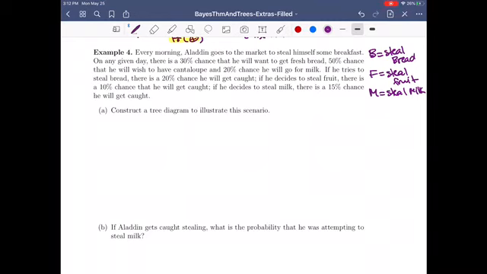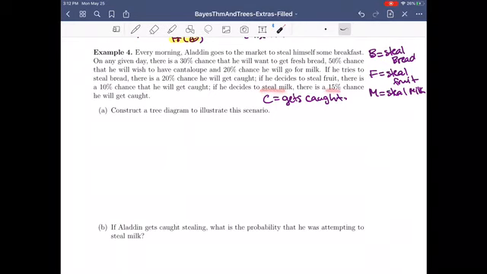Okay, now if he tries to steal bread, there's a 20% chance he'll get caught. So C is going to be gets caught. Okay, if he tries to steal fruit, there's a 10% chance he gets caught. And if he tries to steal milk, there's a 15% chance he gets caught. So these caught probabilities depend on what he tries to steal. Okay, so we need to know what he's trying to steal in order to know the probability he gets caught.